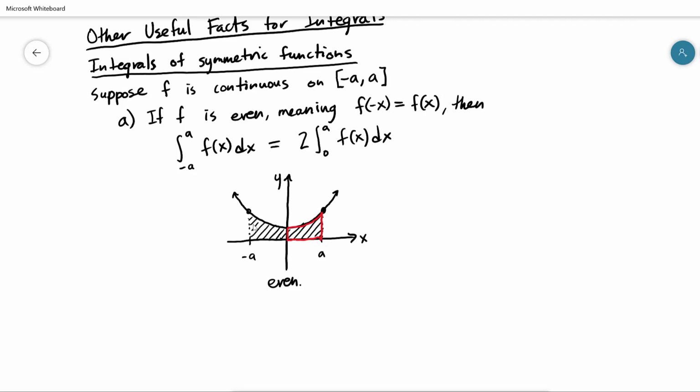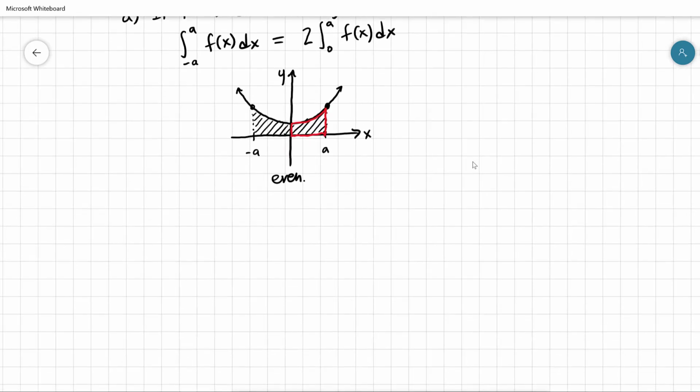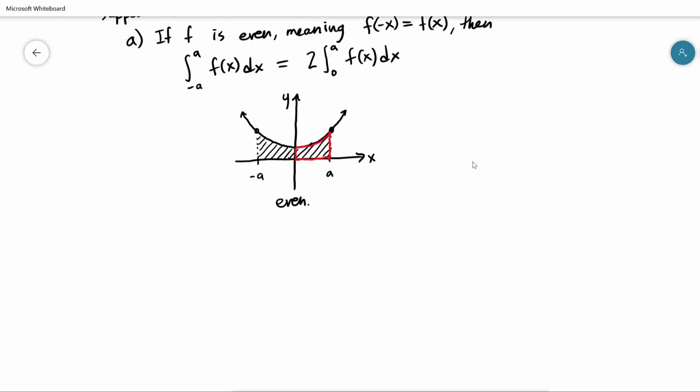And it's all geometric, because this red region, and this region over here that's not red, is a symmetric copy of it. So I can just find this red region and double it to find the total region under that curve. So that's part A. If our function's even, what if our function is odd? So if f is odd, which means that f of negative x is the same as negative f of positive x. That was our definition of odd.